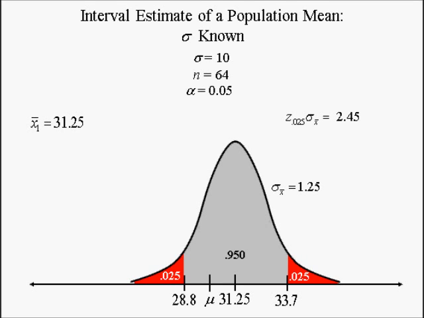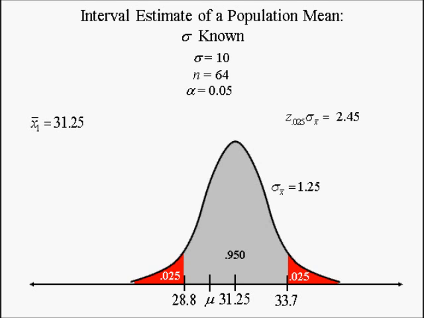The distribution of the sample mean is normal. Its standard deviation is equal to 1.25, and the confidence level is 0.95. It is centered at the sample mean of 31.25 because the population mean is unknown.